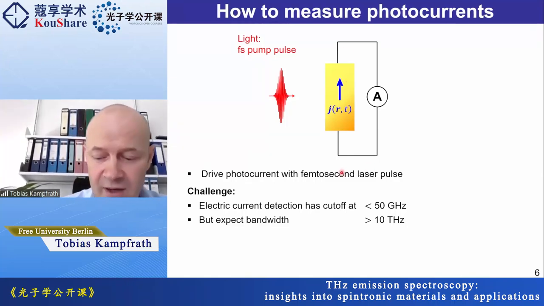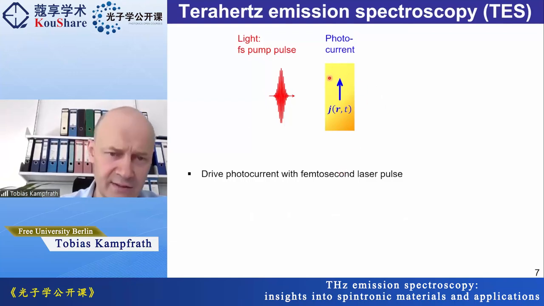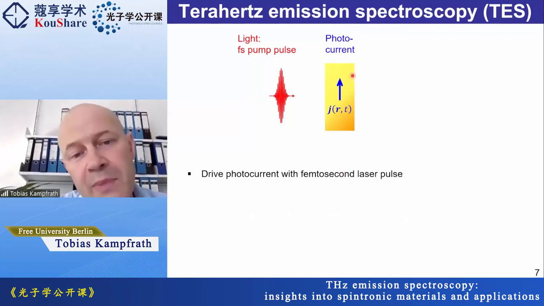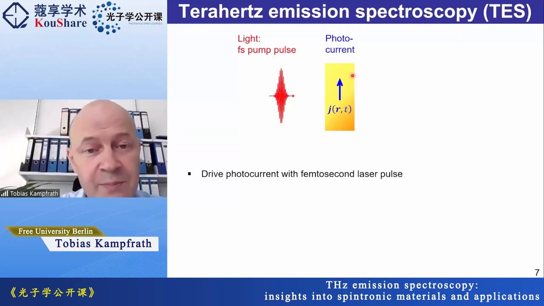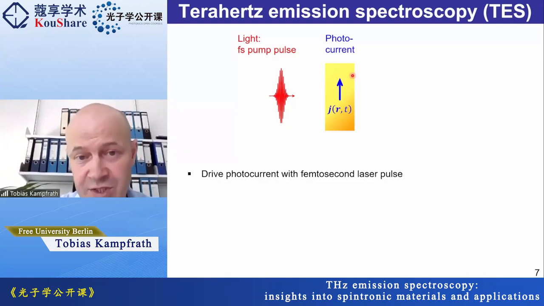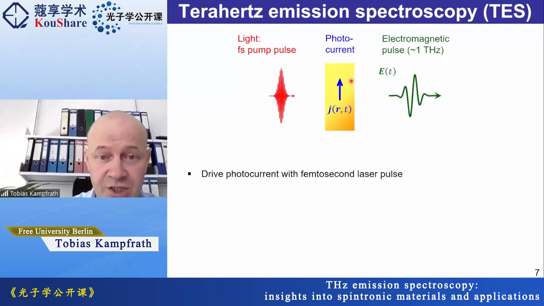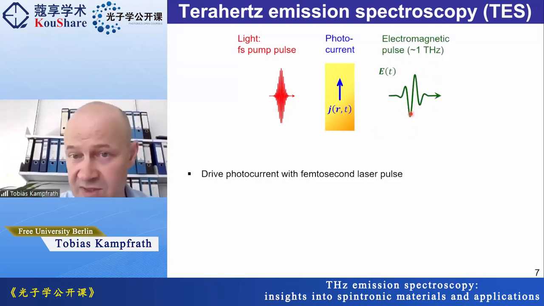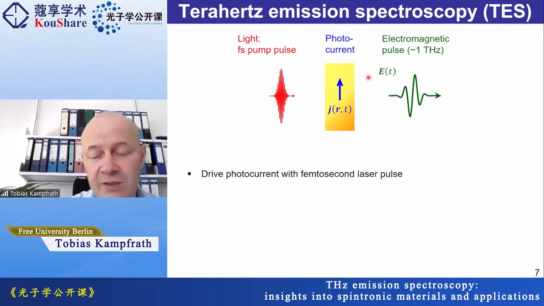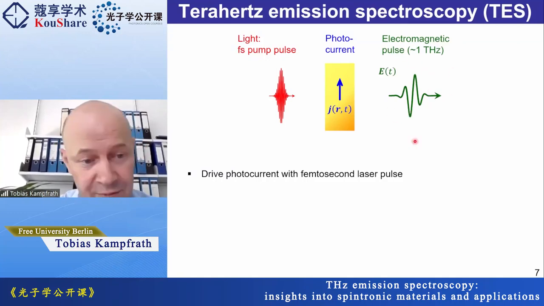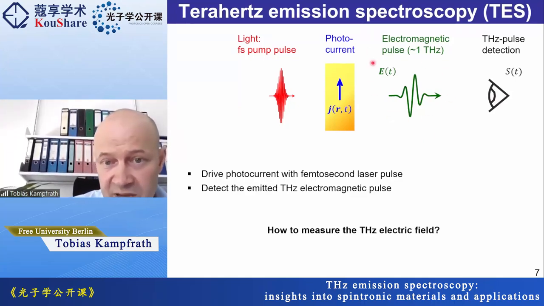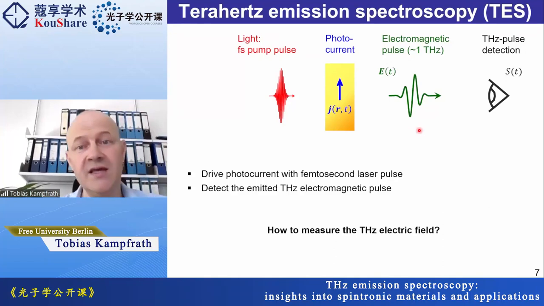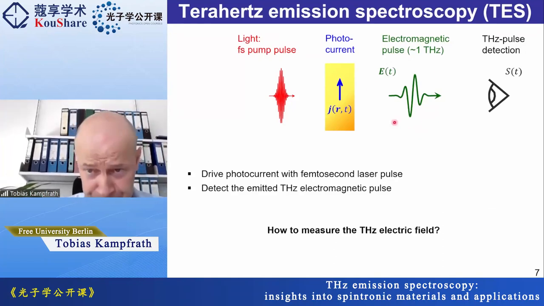Let's just throw away all these contacts and realize that this photocurrent here is nothing but a superposition of many Hertzian dipoles. And all these Hertzian dipoles oscillate at various frequencies from 0 hertz up to tens of terahertz. And as such, these Hertzian dipoles will emit electromagnetic radiation. And this electromagnetic radiation will also cover the terahertz frequency range. And that's why the goal is, let's try to measure the electric field of such an emitted electromagnetic pulse.